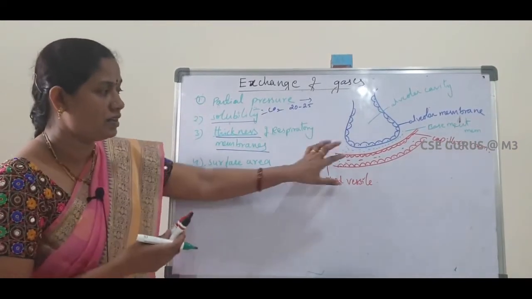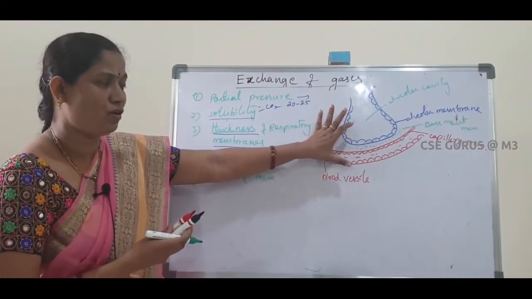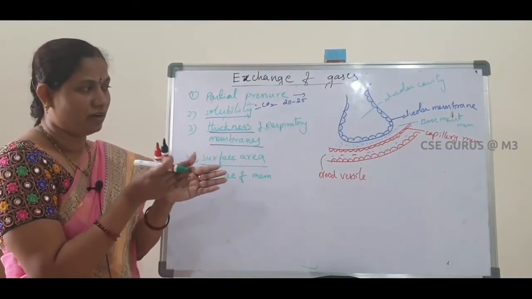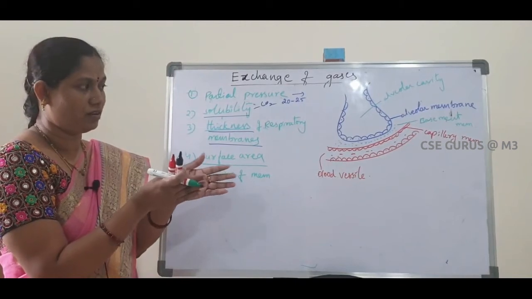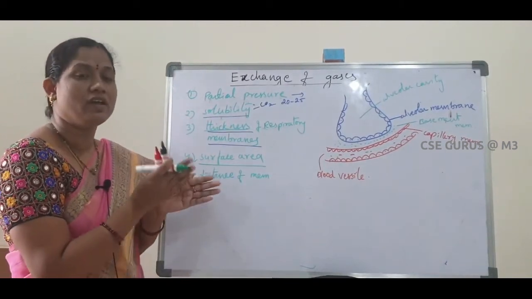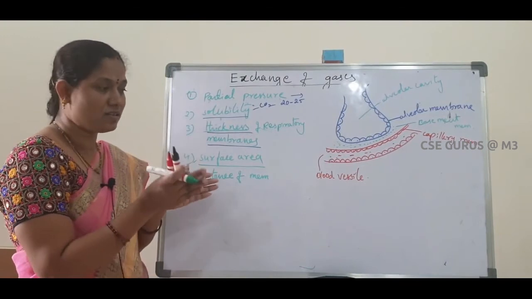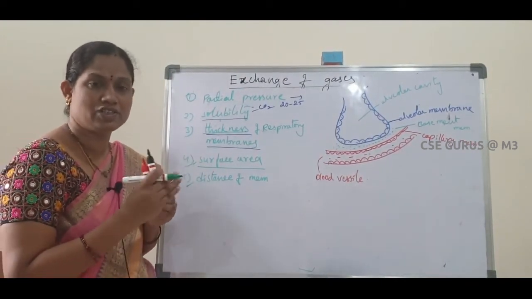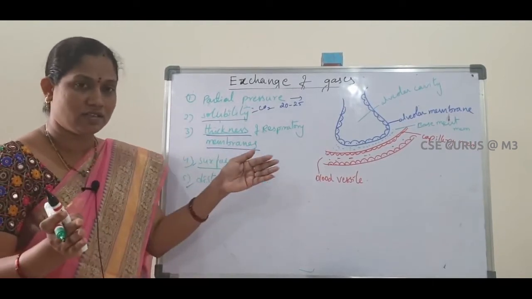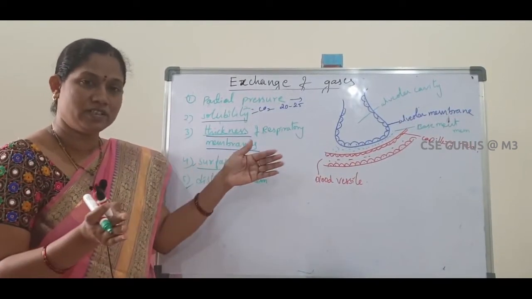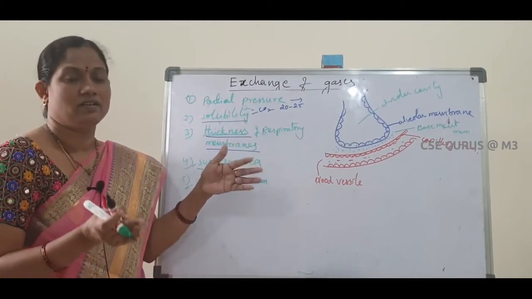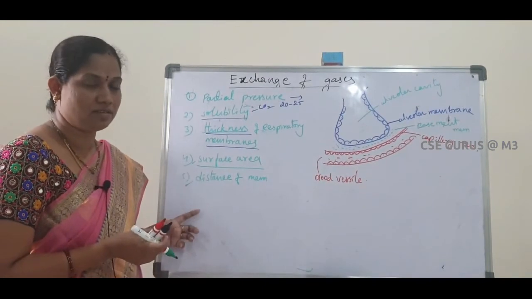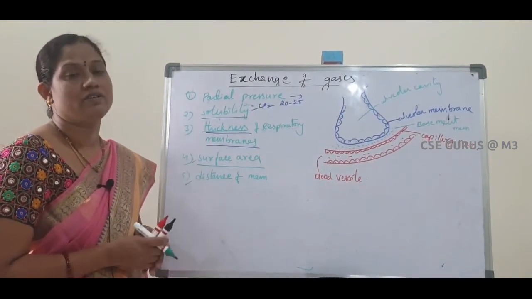Next, distance of membrane. Here, the distance between these two membranes is always maintained very close. The alveolar membrane and the capillary membrane are arranged very closely. As a result, the exchange of oxygen and carbon dioxide takes place easily. If the distance is increased, what will happen? It affects the exchange process. So these are the factors that can affect the exchange of gases.